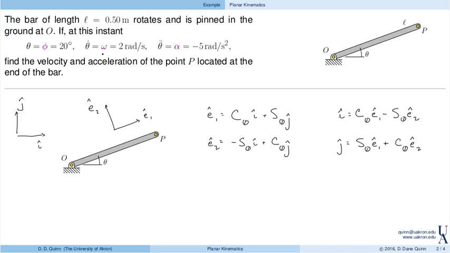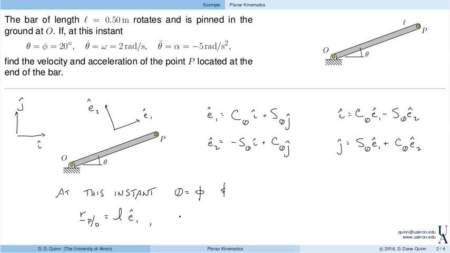So again, I like to distinguish between the values of theta and theta dot and theta double dot at this instant, and the idea that these quantities are actually functions of time. These are just the values of those functions, again, at this instant. So at this instant, theta is equal to phi, and I can express the position of P with respect to O in terms of the direction E1. So that's going to be L, the length of the bar, in the E1 direction.